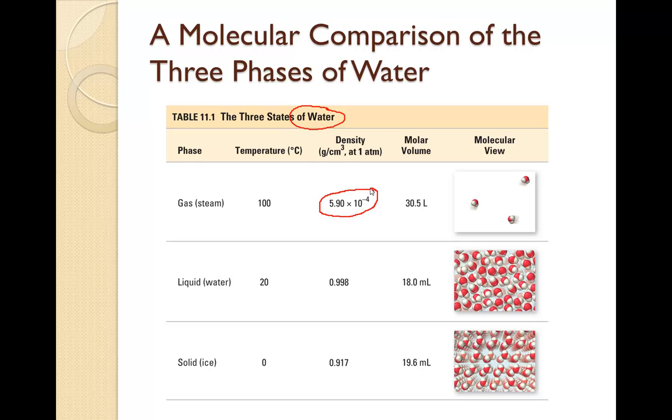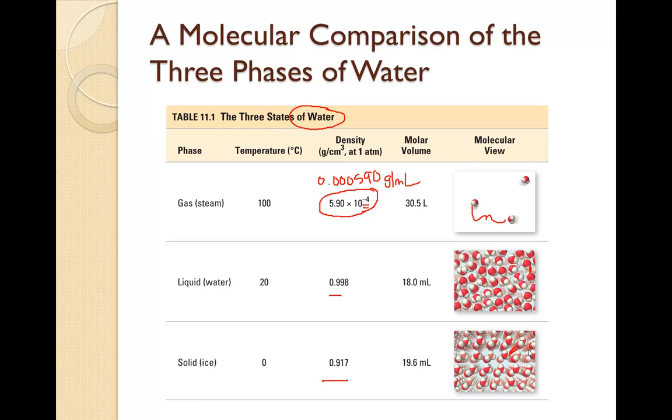The density of water as a gas is extremely low, times 10 to the negative 4 grams per milliliter, or centimeters cubed. That's an extremely small density in comparison to that of the liquid and the solid. That's because the gas molecules are spread out. Notice that there's a big gap between these, whereas the gap between these molecules and these molecules down here for the solids and liquids are not that large.